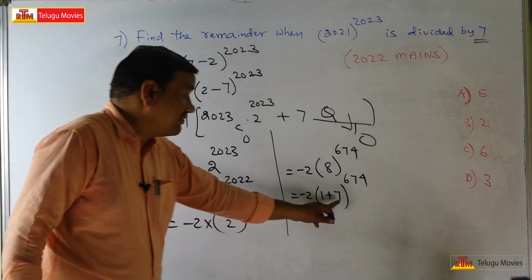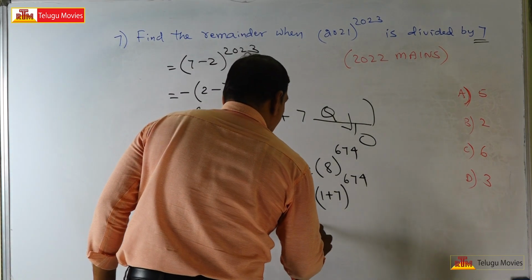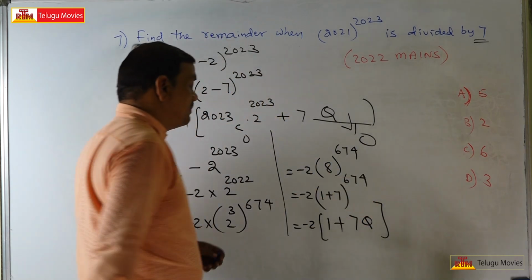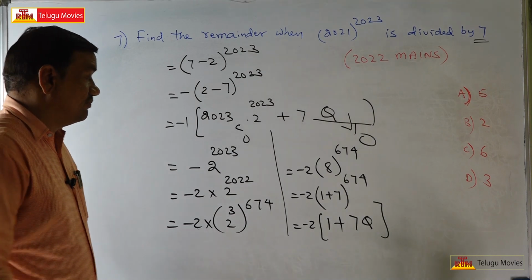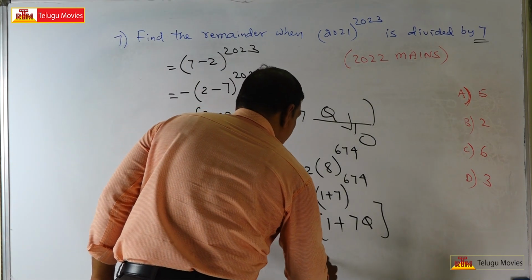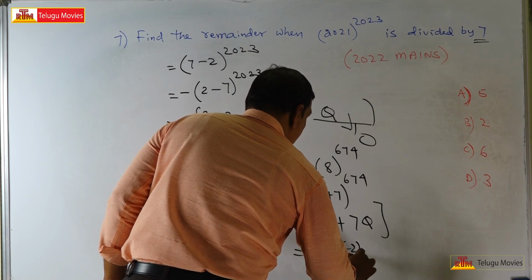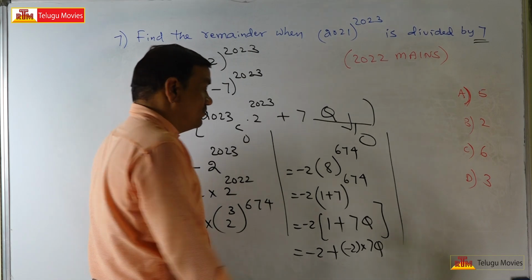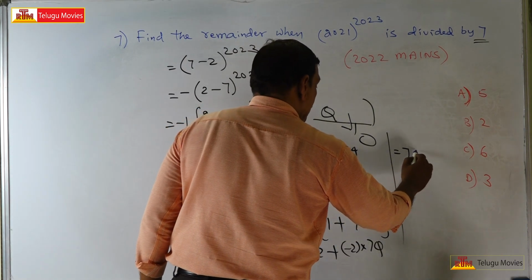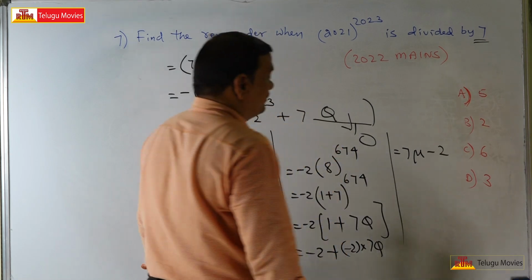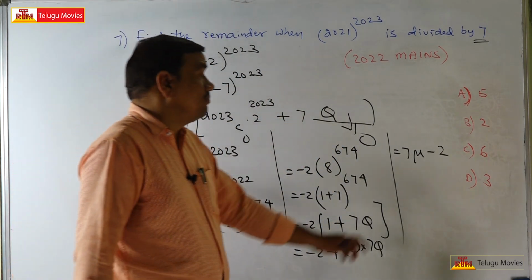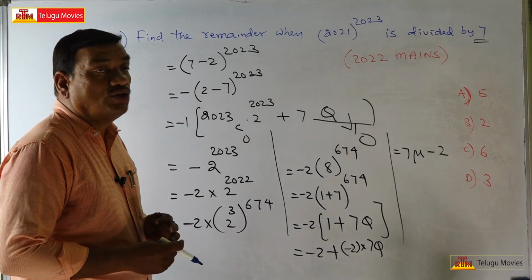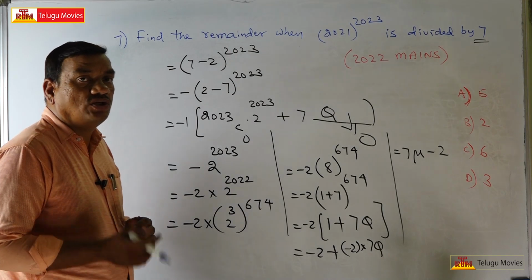Again I got 7 here. So this is equal to minus 2 into 1 plus 7 into something. If you expand it, minus 2 plus minus 2 into 7 into something. So on the whole this is an integer, 7 into something, and minus 2 is there. But if you observe, minus 2 cannot be your remainder. Your remainder should be a non-negative integer, including 0.